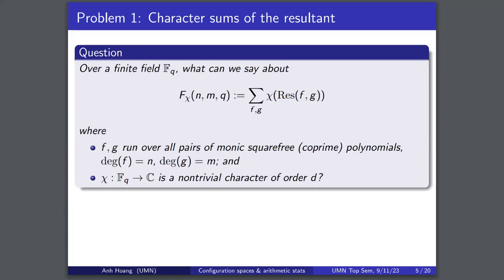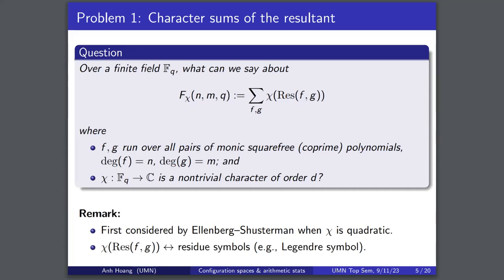And our question is to understand this sum. One thing I want to note is that we can also insert the coprime condition here without losing anything, precisely because the resultant is zero when they are not coprime. So this sum is the same as when we insert the coprime condition. This question was first considered by Ellenberg and Shusterman for the case when chi is quadratic. And in this talk, we consider any non-trivial character.